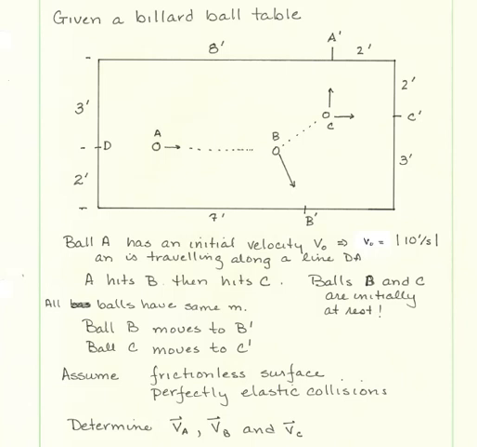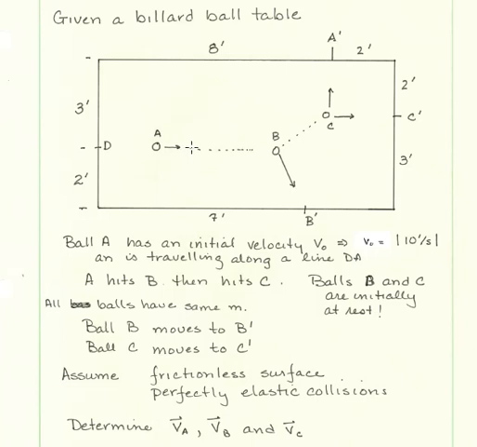And so I have this billiard ball table, and what's going to happen is you hit ball A, and ball A is going to come in and collide with ball B, but after the collision, it's going to go over here and hit ball C, and A is ultimately going to hit at A prime on our billiard table. C is going to hit at C prime, and B is going to hit at B prime. All of these dimensions are in feet, and we're told that we have an initial velocity of 10 feet per second, and it's traveling along this line of D.